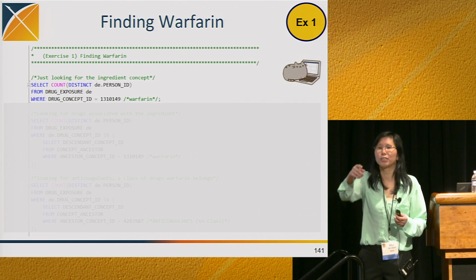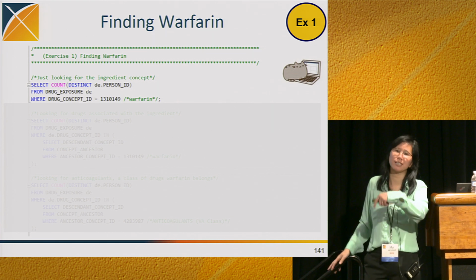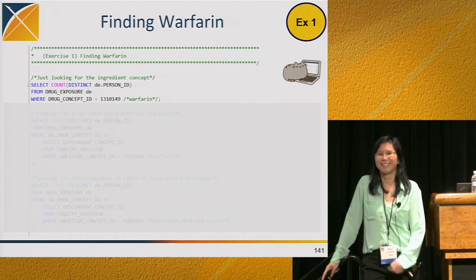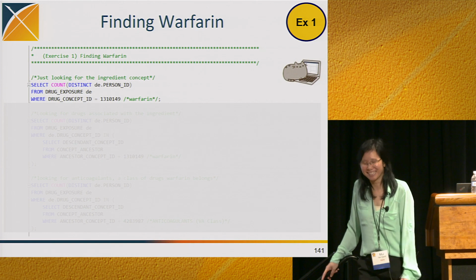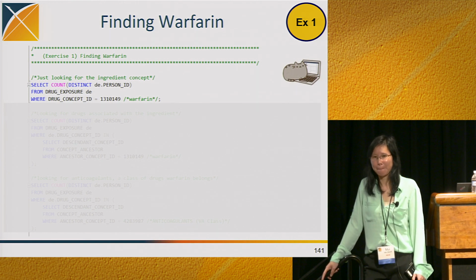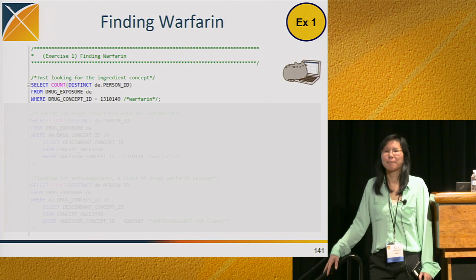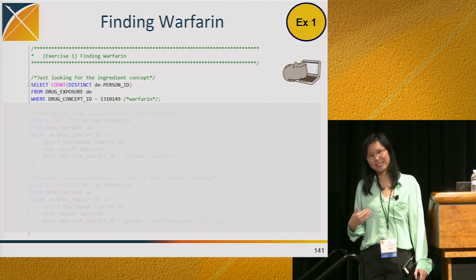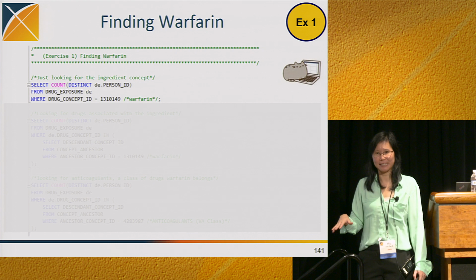I'm sorry. 0. Did you cheat? Are you looking at the deck beforehand? Is that what it is? Why is it 0? Because there's no ingredients of warfarin. Is that right? Because you're looking at the ingredient level, yes. You're not looking at all of its descendants, right?